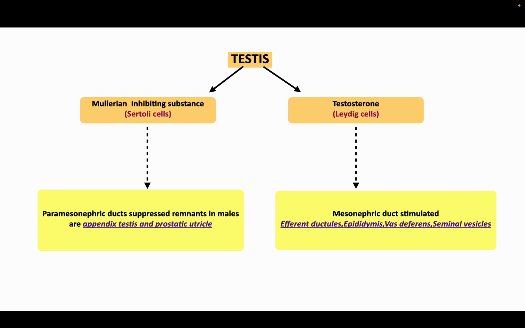Now the testes secrete the Mullerian inhibiting substance, that is by the Sertoli cells, and the Leydig cells secrete the testosterone. Under the Mullerian inhibiting substance, the paramesonephric duct is suppressed; remnants in males are appendix testis and prostatic utricle. Rest of the things disappear. The testosterone from Leydig cells, what is the function? They stimulate the mesonephric duct. So efferent ductules, epididymis, vas deferens, seminal vesicles are formed.